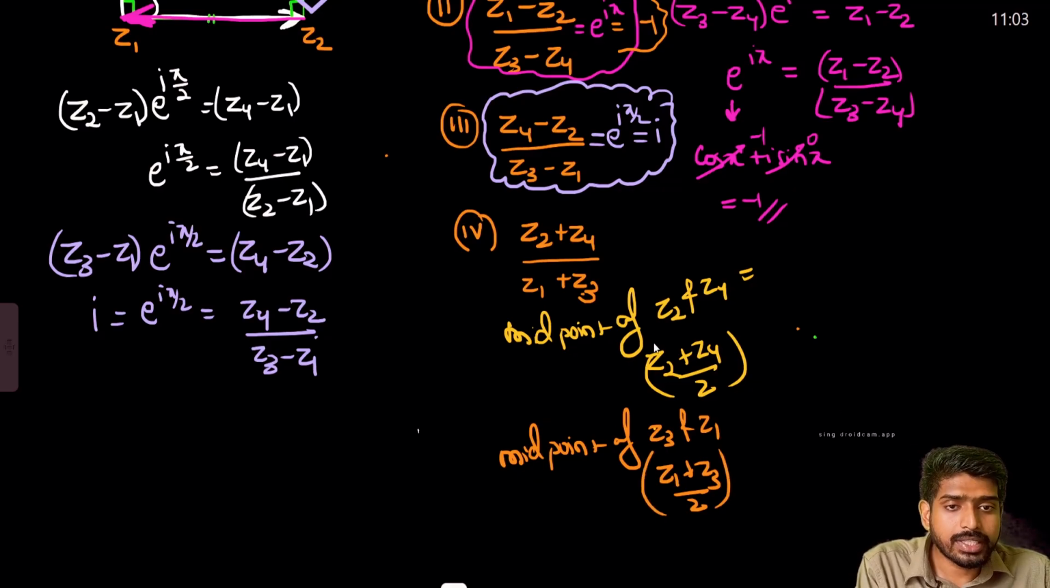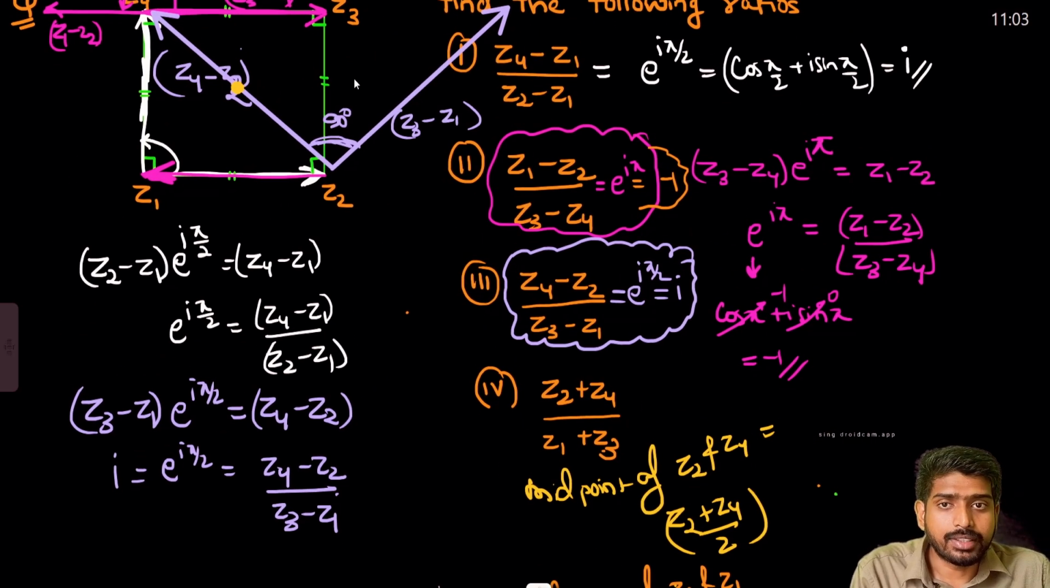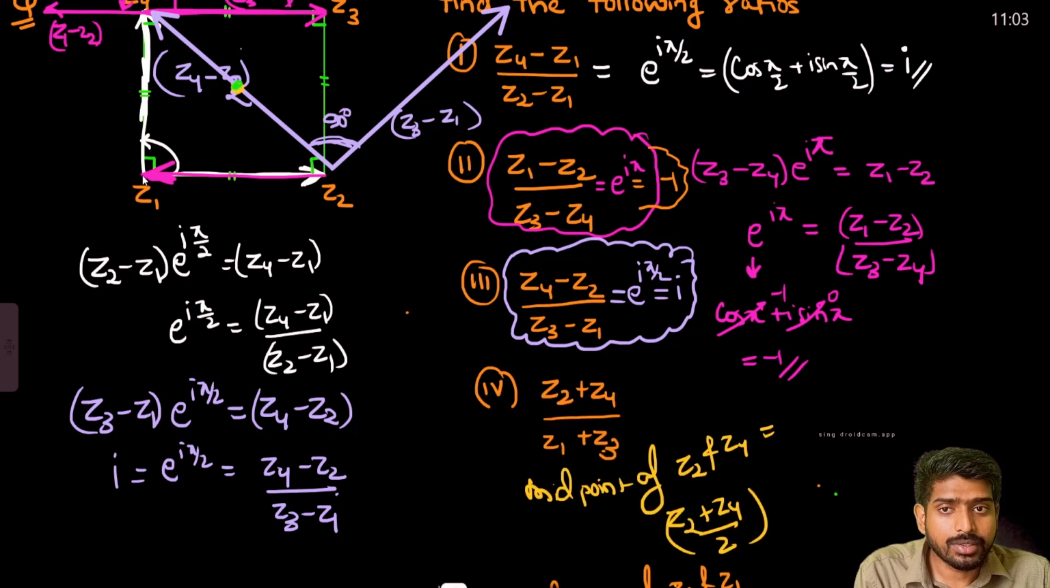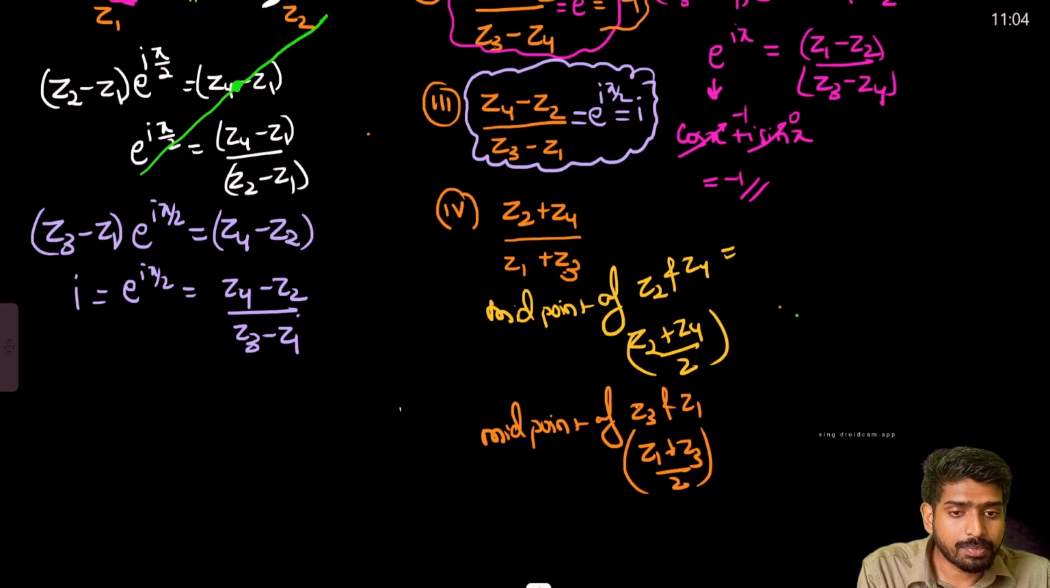And tell me, are these two points the same? In a square, the midpoints of the diagonals are the same, right? This point is the midpoint of the diagonal. So if we join this also, the midpoint of z1 and z3 will be the same as the midpoint of z4 and z2. So these two points are exactly the same.